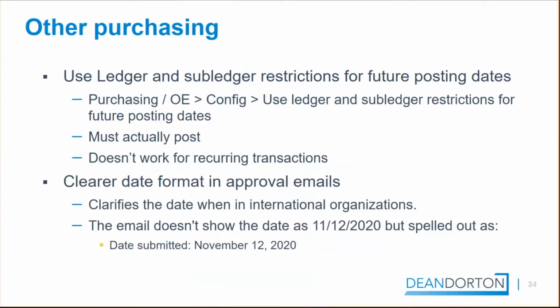Also in the approval emails that go out for purchasing, these were a struggle for some international organizations because I think the example on this slide says it great. If the email date showed as 11/12/2020, if I'm sitting here in the US, I might know, okay, that's November 12th. But if I'm sitting over in the UK, or most other places in the world probably, I might wonder, does that mean November 12th? Am I supposed to assume that I have to follow the American date? Or does that mean December 11th? And there would probably be a big back and forth exchange to figure out what the date actually means.